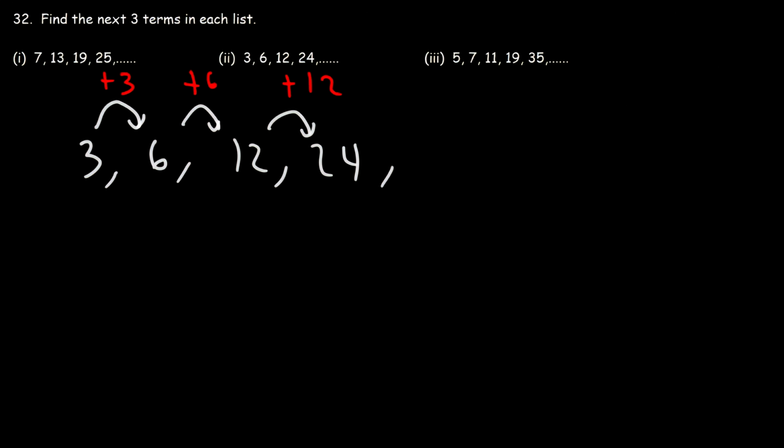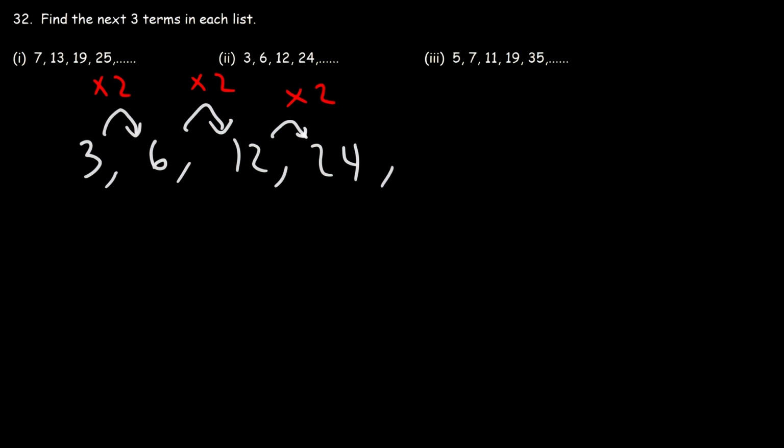So that's one way to do it. Now we could see a pattern here, but it's easier if we divide instead of subtract. If we divide 6 by 3, notice that we get 2. So 3 times 2 is 6. If we divide 12 by 6, we will get 2. And if we divide 24 by 12, we would get 2.